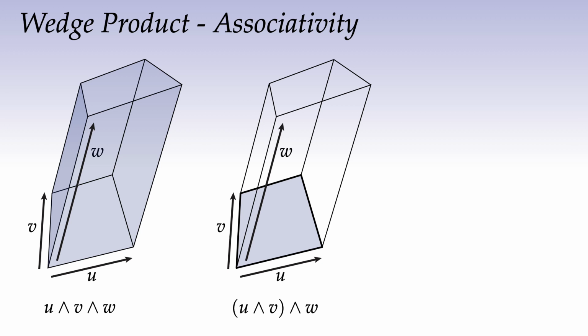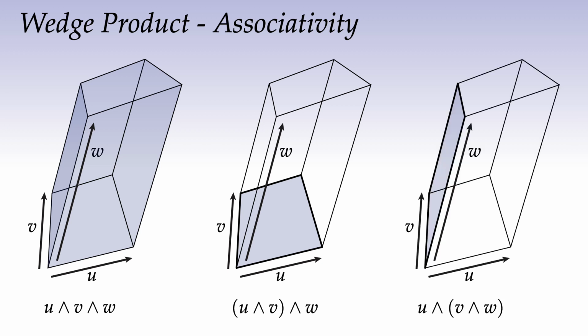Is there another way I could do this? Sure, I could first wedge together v and w, and then I could extrude that along the direction u, and I would get actually the same parallelepiped. Right? And so for that reason, we might say a reasonable rule would be to say that u wedge v and then wedge w is the same as u wedge, well, quantity v wedge w. That's why we'll have associativity in our wedge product. It's because it says something natural about the way we build up volumes from vectors.